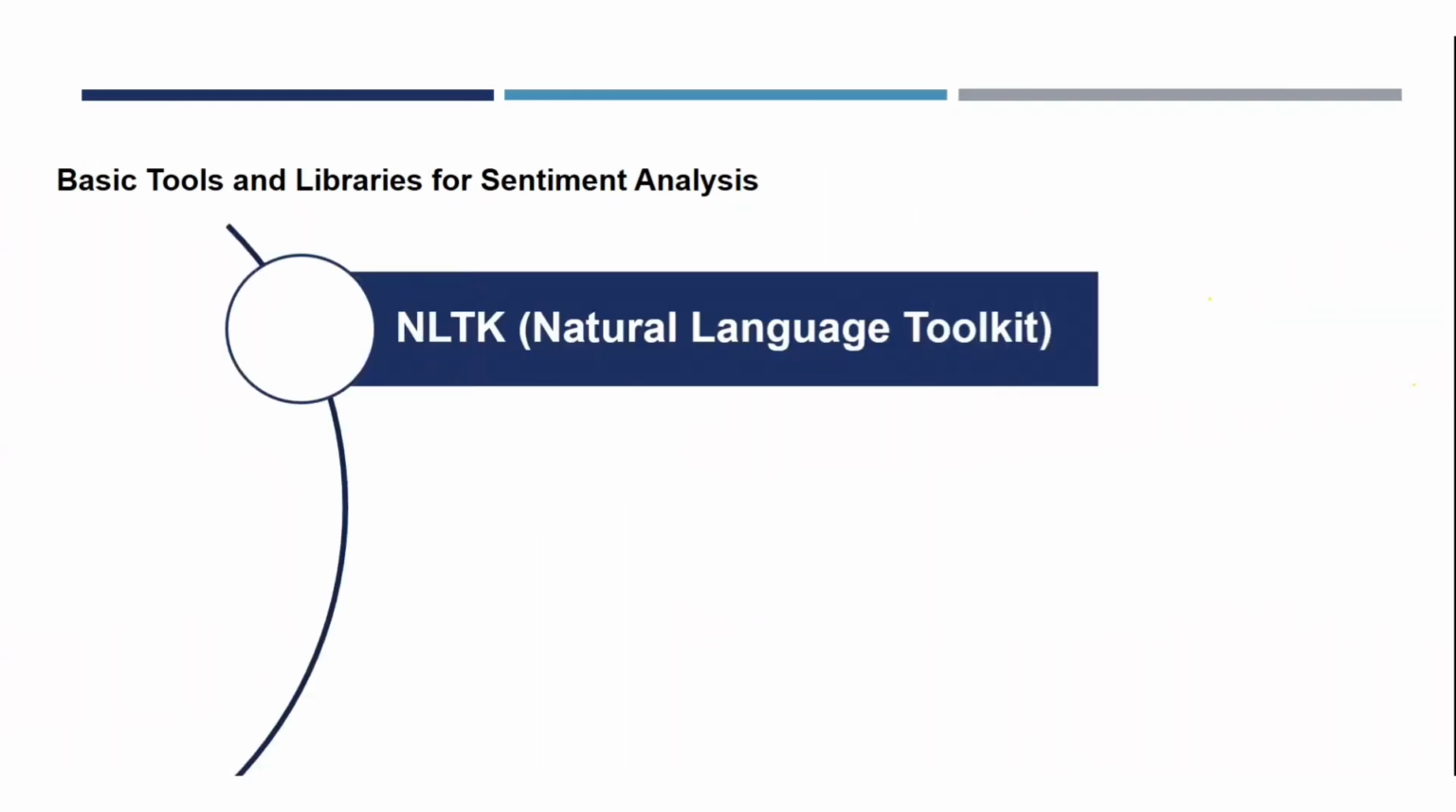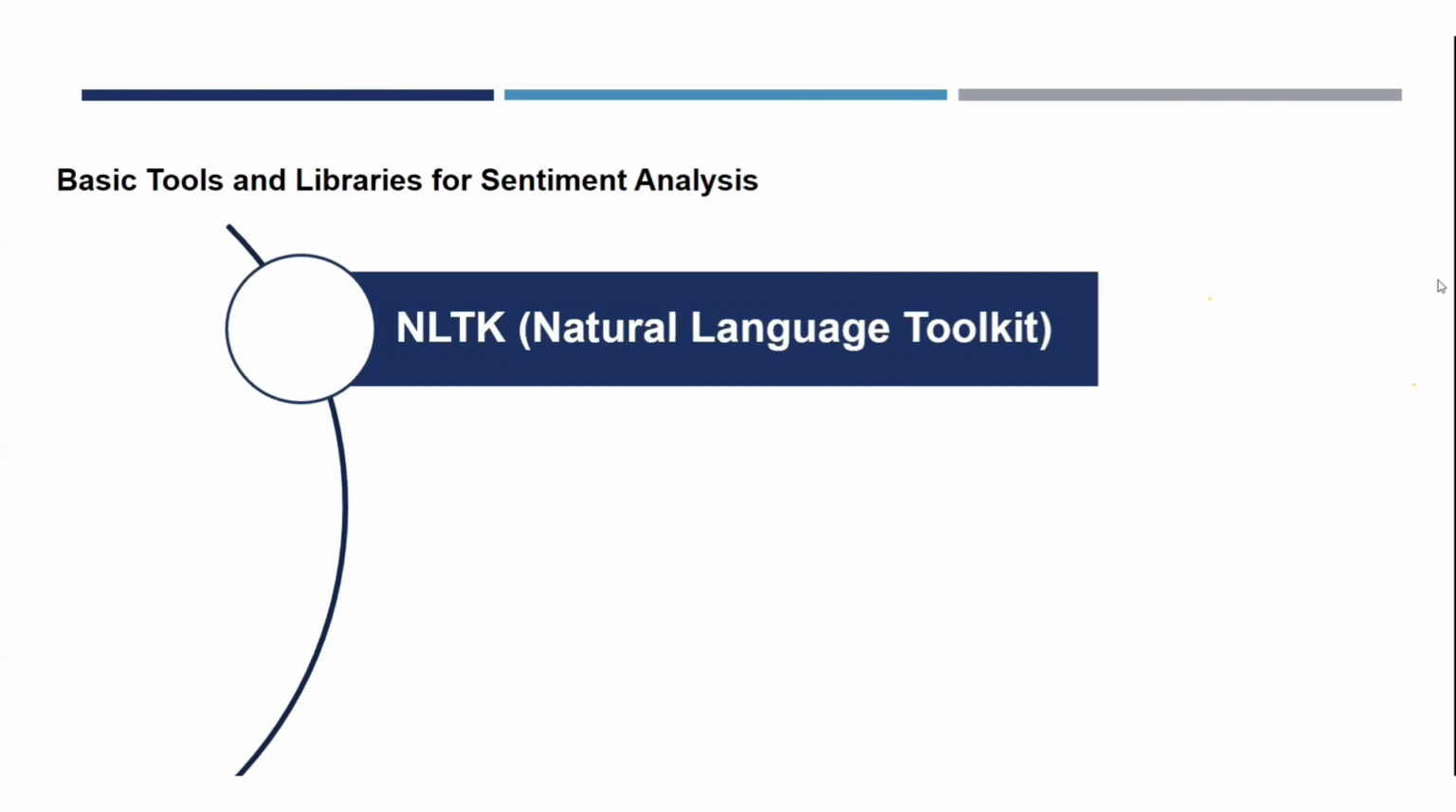The first tool is the Natural Language Toolkit. What will the Natural Language Toolkit do? The short form is NLTK. This is a very powerful library in Python to do text processing and sentiment analysis. NLTK, the Natural Language Toolkit, is a very important library in Python.